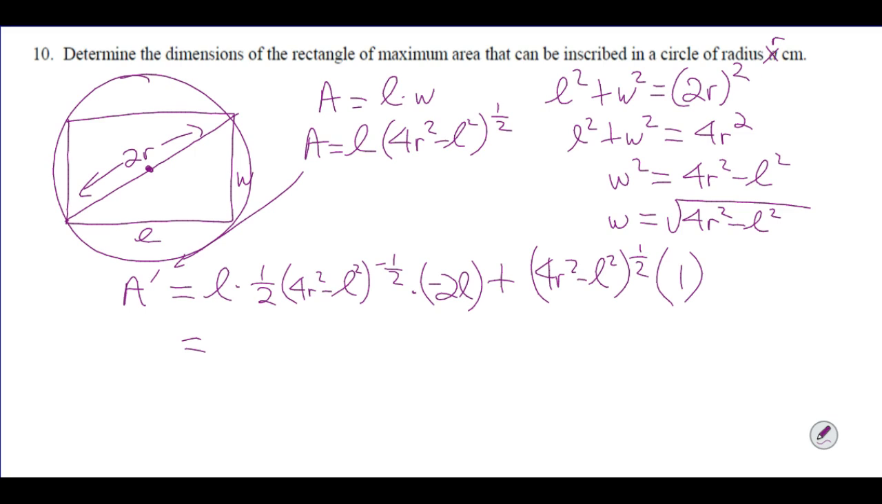So if we take out a common denominator, what will it be? 4R squared minus L squared to negative 1/2. All right, and what do we got here? We've got a negative L squared. And over here we've got a plus 4R squared minus L squared.